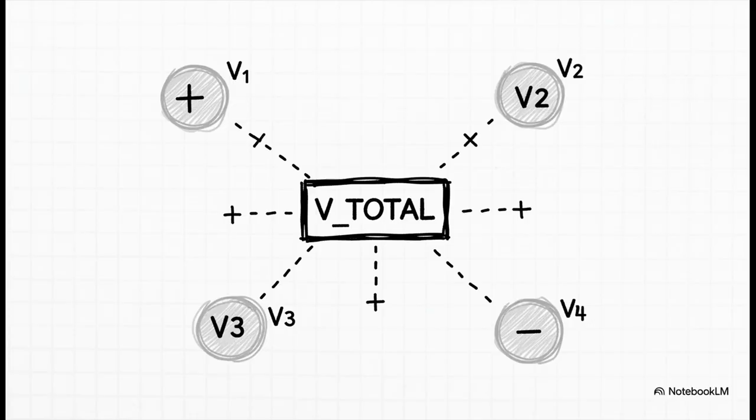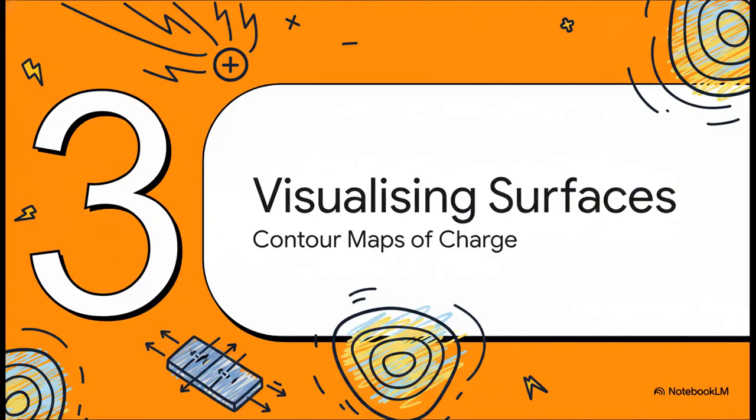Easy peasy. Now, we know what potential is, but the thing is, it's invisible, right? So how can we actually get a picture of it in our minds? Well, the answer is something called equipotential surfaces. Just think of them as contour lines on a map that show you the different heights of a mountain.